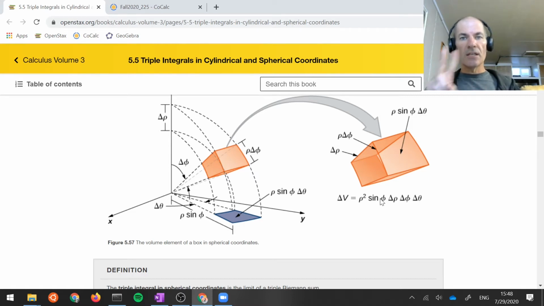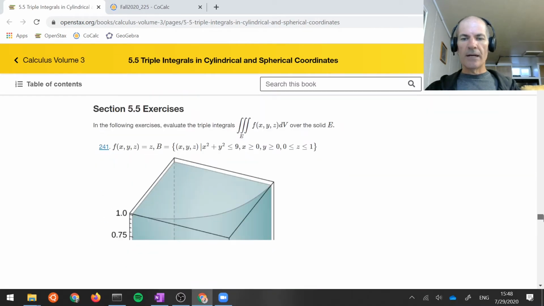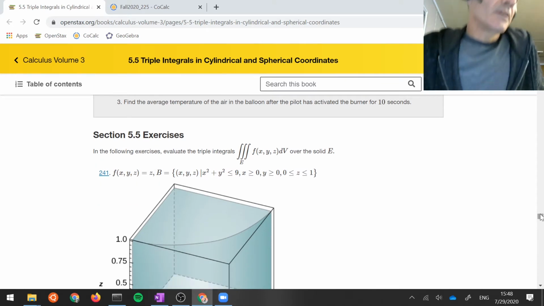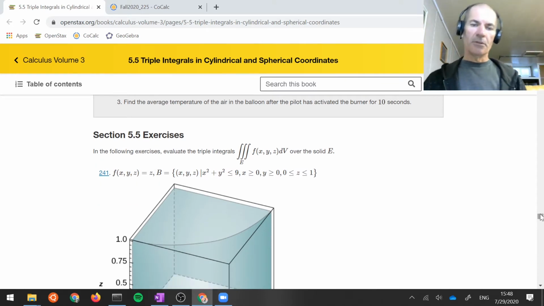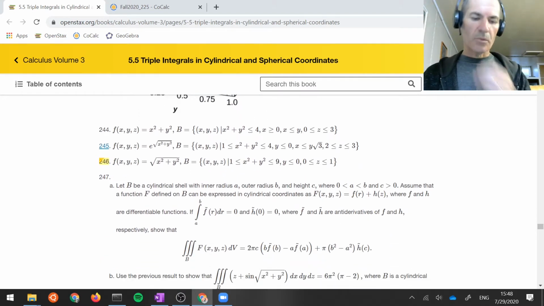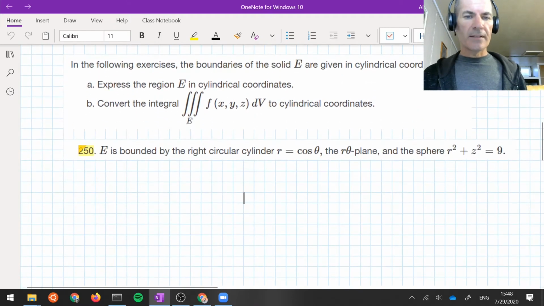We'll actually see in section 5.7 exactly where this formula comes from, and I'll save that reveal for a couple of lessons from now. I want to move to the end now and just talk about a few exercises. Most of the work in this chapter is best learned by doing, and so I'm going to go through a selection of exercises here, starting with problem 246, and hopefully you'll get the hang of it.